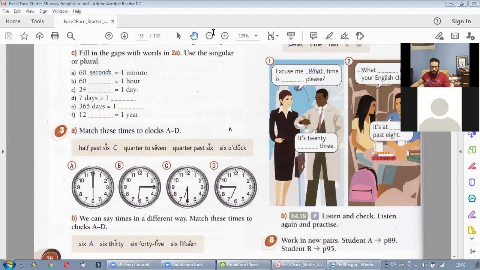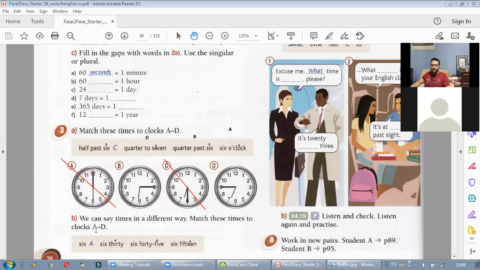Let's remove it. 6:15. So we answered this and we answered this. That's correct. 6:15 is correct. Good. Okay, and the last one is D. What's D? 6:45. You're right. Okay, we can say the time, so this is correct.